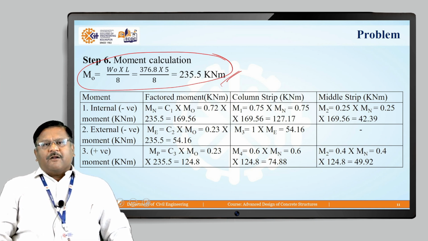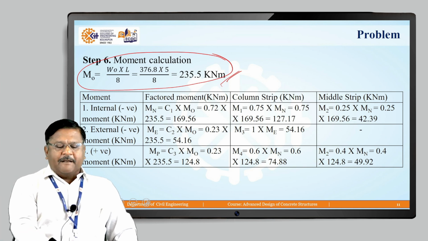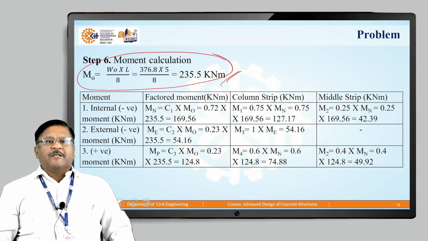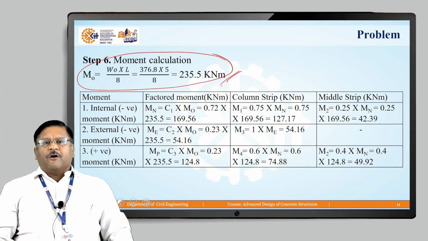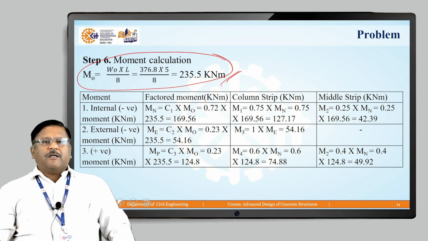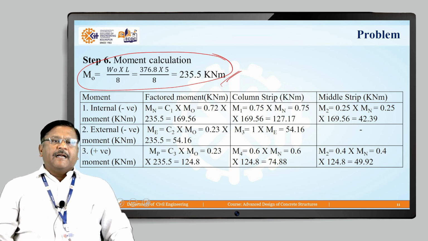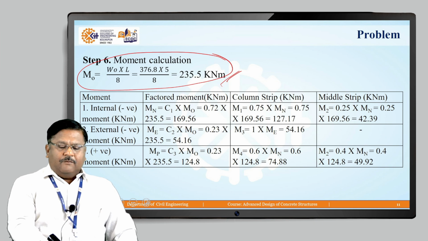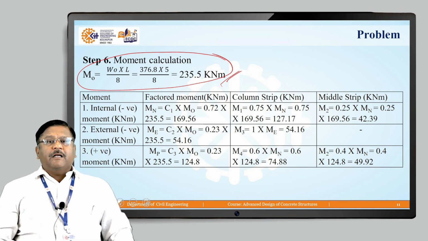Now first of all you calculate the factored moments. Prepare the table. First column is moment, second column is factored moment, third column column strip, fourth column middle strip. Now see the row wise. First row is what? Internal negative moment. What do you want to find out? Find out the internal negative moment.